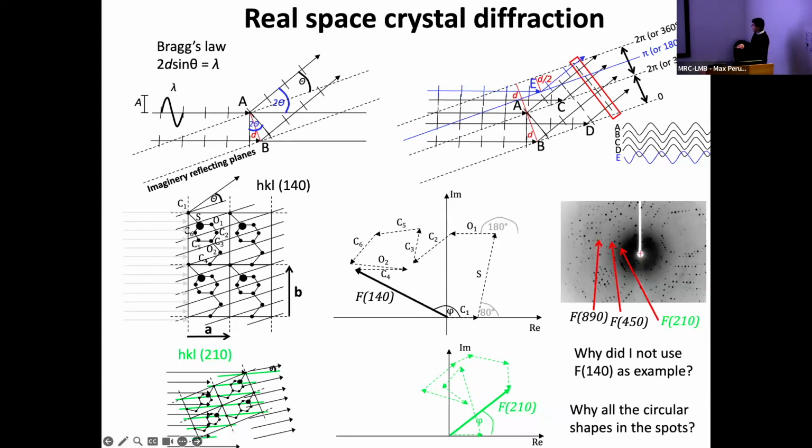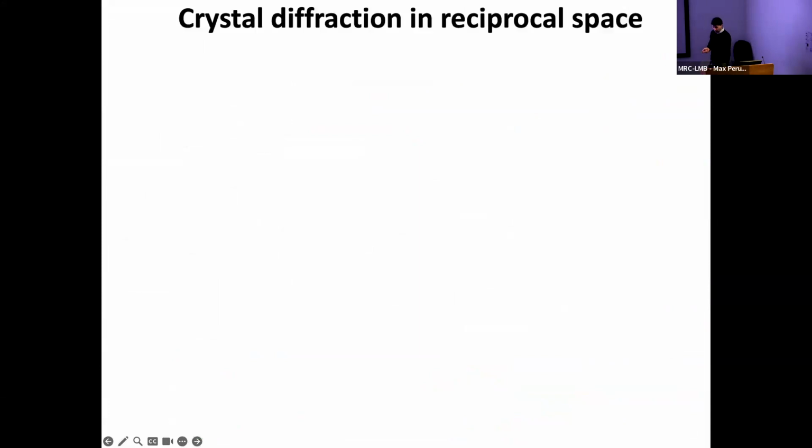But one more question is, why all the circular shapes in the spots? You see, they appear circular. This has to do with the fact that the diffraction happens in 3 dimensions, but the detector is just a projection onto 2 dimensions. But it's not easy mentally to see why we get these circles using real space crystal diffraction. There is another way to explain crystal diffraction. Instead of real space, it uses reciprocal space, which cannot be pictured easily. You need to trust the maths and the geometrical construction, but it will give you an idea why you get all these circles. So I'm going to go through it as well.